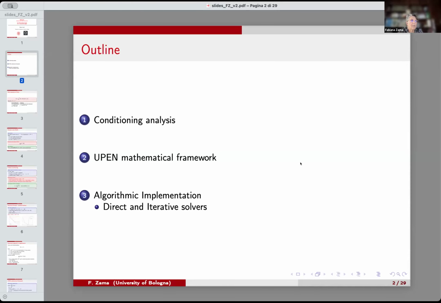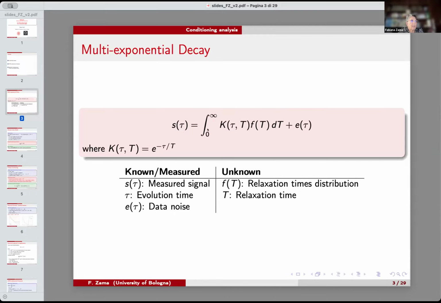a one-dimensional example of what, from a mathematical point of view, is a Fredholm integral equation. This Fredholm integral equation is characterized by a kernel, which is assumed, and in this case it is an exponential decay behavior. So this kernel is regular, is continuous, and has many very good mathematical properties. So this integral is well defined. And also the known or measured quantities in this problem are related to the data, to the evolution times, tau, and to the data noise.